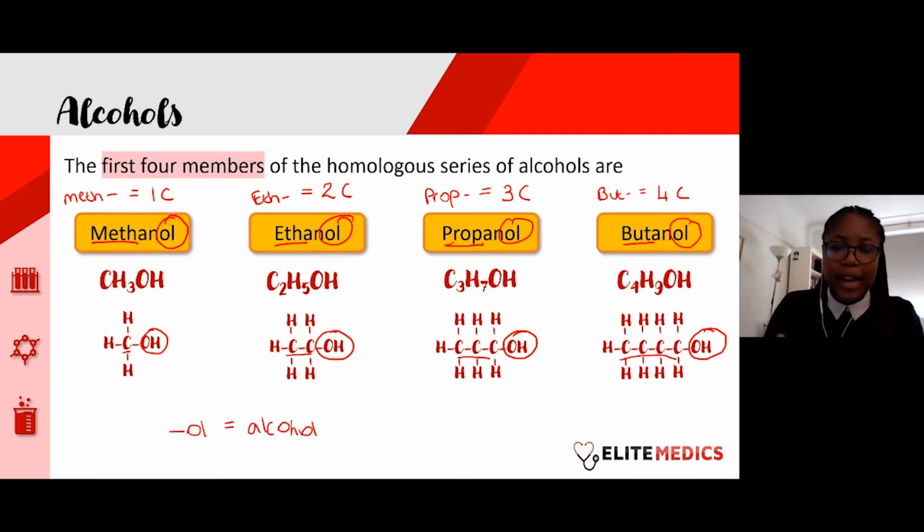So sort of in this way, you can see that the names of compounds are a bit like a code, where the beginning part of the name tells you how many carbon atoms are in the compound, and the end part of the name tells you what homologous series the compound belongs to. So if I asked you to give me the name of a compound that has 3 carbon atoms and belongs to the alcohol homologous series, you could tell me that it's going to be starting with a prop and ending with an ol. So you know it's going to be propanol. So the names are a bit like a code.